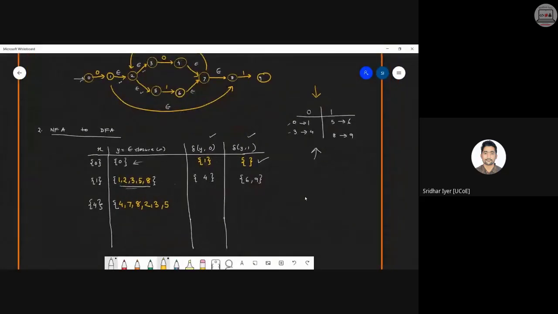Kindly be active and let me know the answer. Yeah, so the set is fine, right? Nothing else. Now check 0 and 3. Again, only 3 is present over here, so I will write 4. 5 and 8 both are present, so I will write 6 comma 9. Okay, same values again. So what is left, which is not traversed yet? Yeah, it is 6 comma 9.